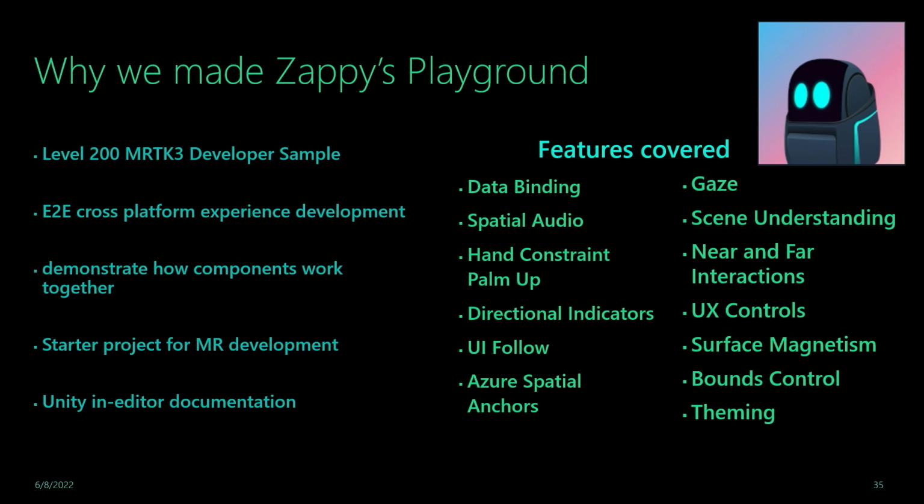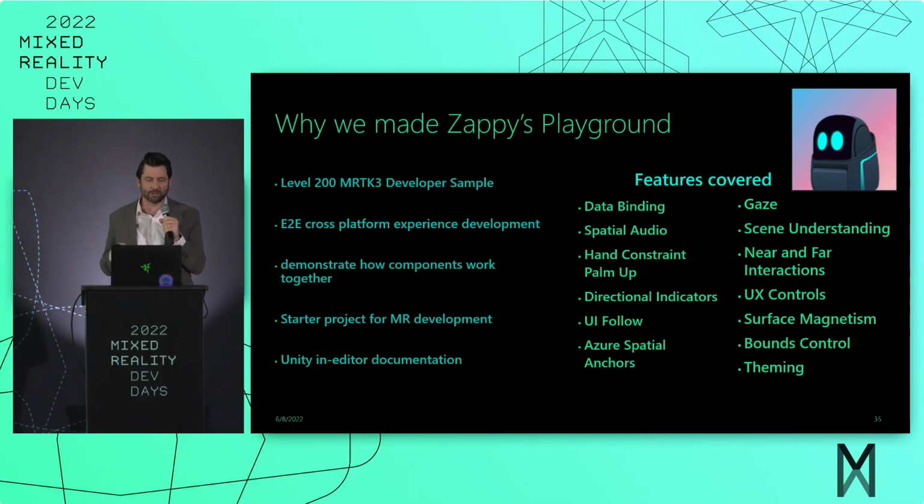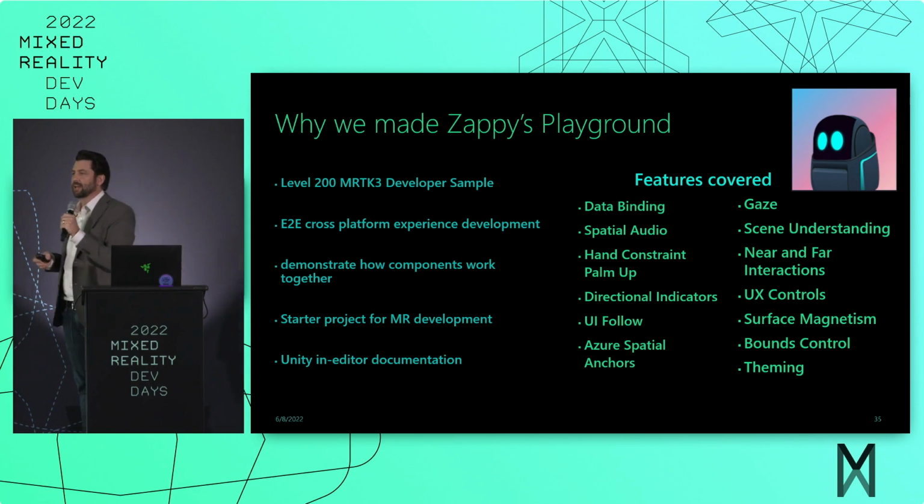So why did we make Zappy's Playground? Well, we've created a lot of great getting started with MRTK tutorials. It's really easy to get going with it. But we were thinking, what about that level 200 development? How do these things work together to deliver a comprehensive, intuitive experience? And MRTK is cross-platform. So how do you make an end-to-end cross-platform experience that's easy to develop on top of?